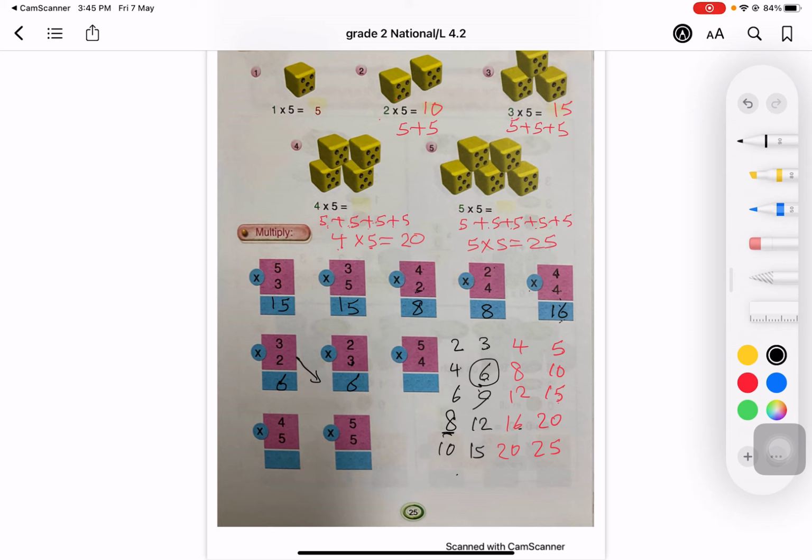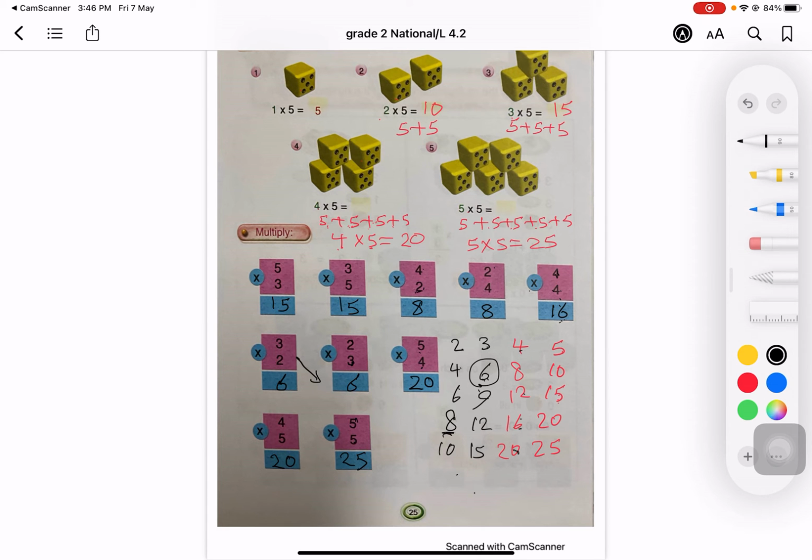Now, what is 5 multiply 4? You are repeating the 4, 5 times: 1, 2, 3, 4, 5 times. What is the answer? 20. Of course, 4 multiply 5 is also 20. The same numbers, 5 times 5, you will get 25.